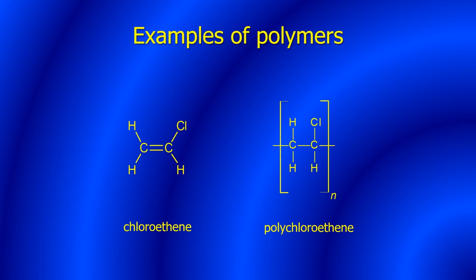Chloroethene has an old name. Its old name was vinyl chloride, and the polymer that we'd make from vinyl chloride would be polyvinyl chloride and would have the shortened version of the name PVC. And PVC is a plastic that's sometimes just called vinyl and is used for window frames, flooring, gutters, and things like that.